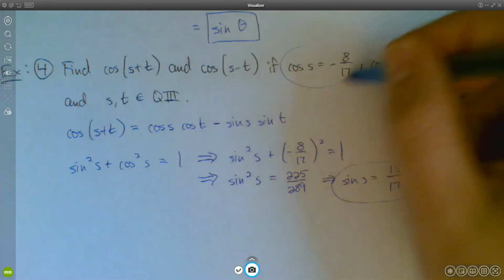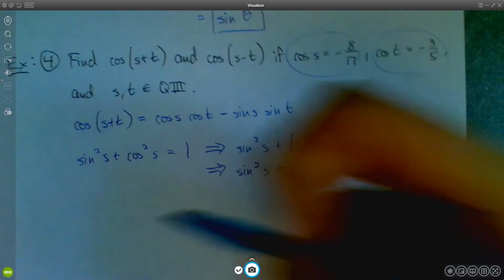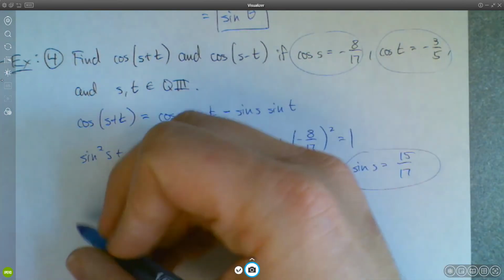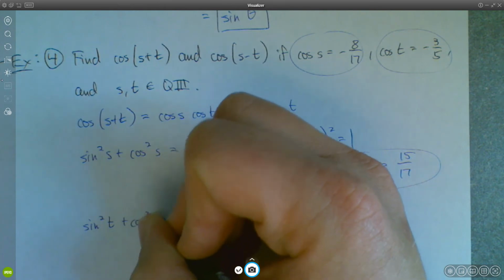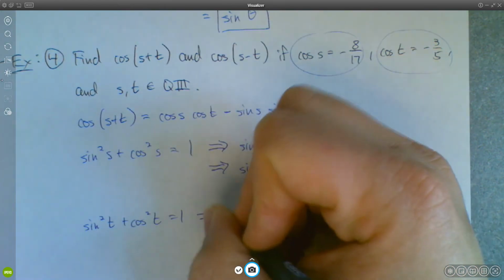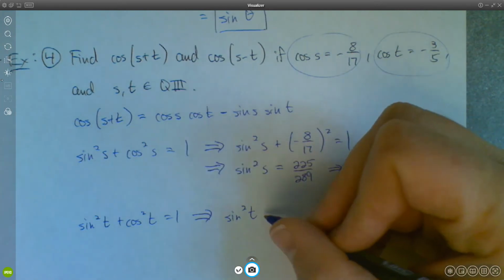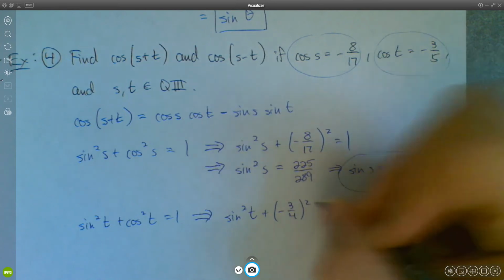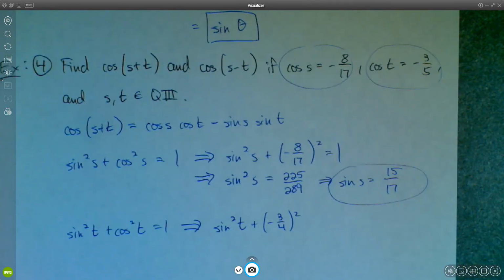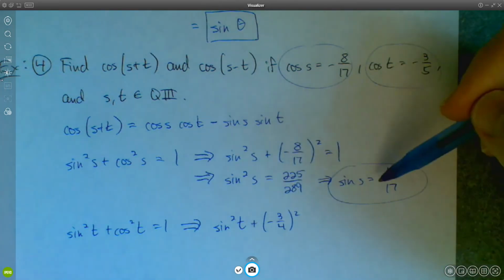Right, so I have cosine s, I have sine s, I have cosine t, now I need sine t. So I'm going to do the same thing with angle t. Right, so I'm going to say sine squared t plus cosine squared t equals 1. So that implies that sine squared t plus negative 3/5 squared. Oh, I'm not even going to finish it. We know that sine. Oh, hold on a second. Wait, I may have made a mistake up here.